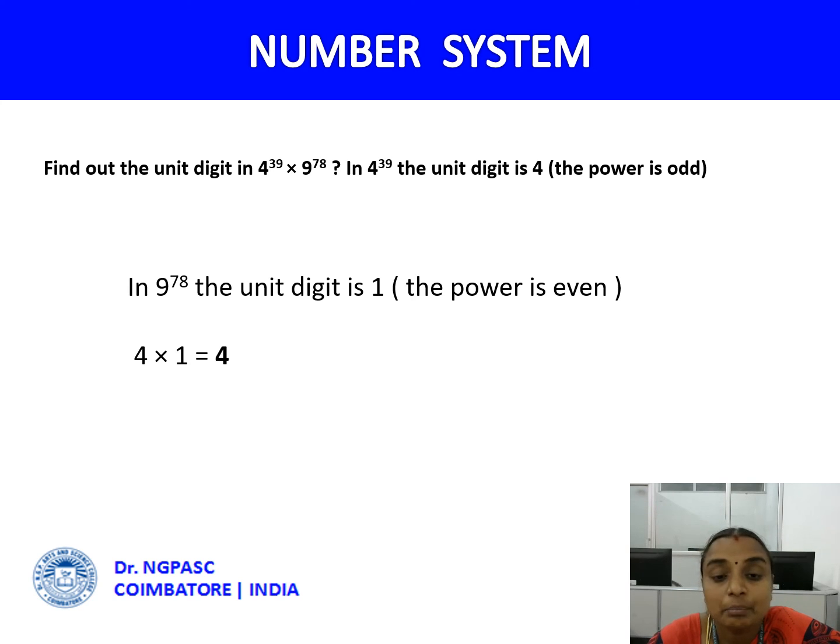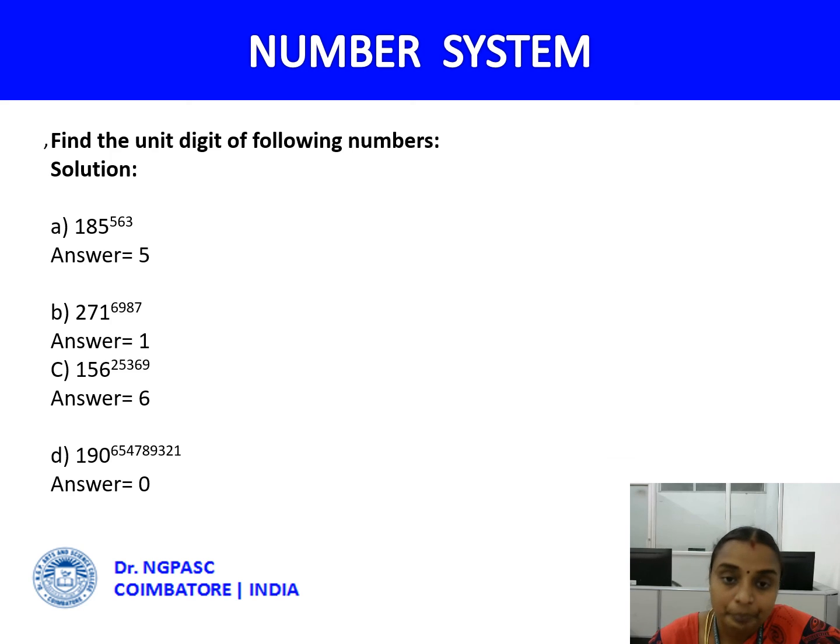It is 9 power 78. The unit digit is 1 here. I already told that for 4 and 9 we can easily calculate. The next thing is for 5. Whatever number is in the unit place, if it is 5, it is a repeating process. So you have to put 5 there, and for 1 you put 1, for 6, 6, and for 0, 0. So these 4 numbers are constant. We have to put the same thing.